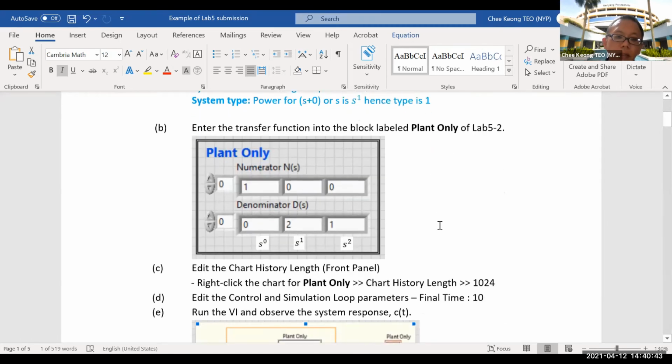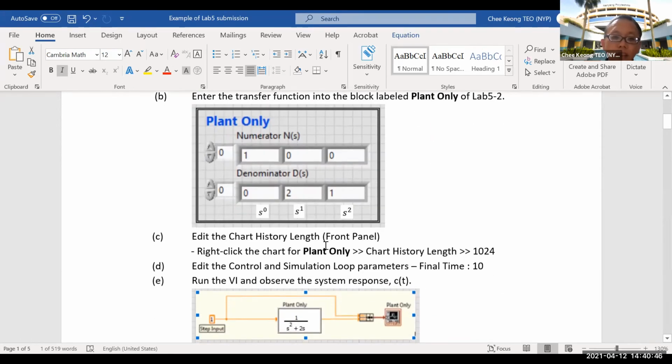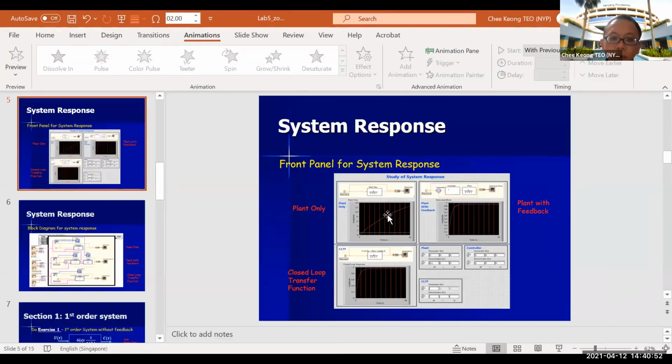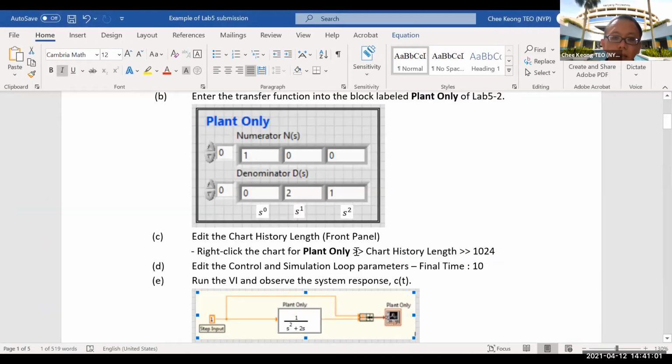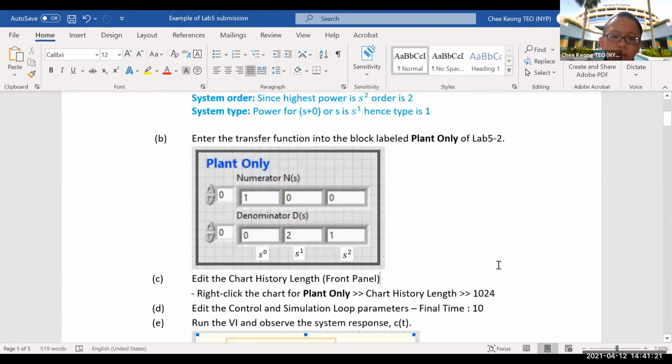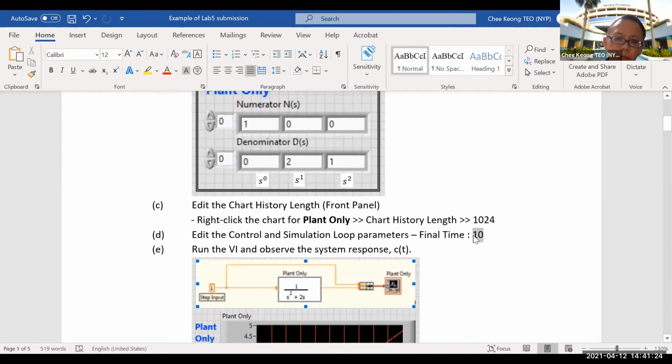Now, once you key in this already, you need to set your chart. Go to your front panel here. You right-click on the chart here, and then select the chart history length to 1024. Now, this is basically to extend the simulation up to about 10 seconds for this case. So whatever they tell you to do, you just follow. They say edit the control simulation loop parameter, which is at the back, to 10. So you just follow the lab sheet and adjust the final time to 10 seconds.